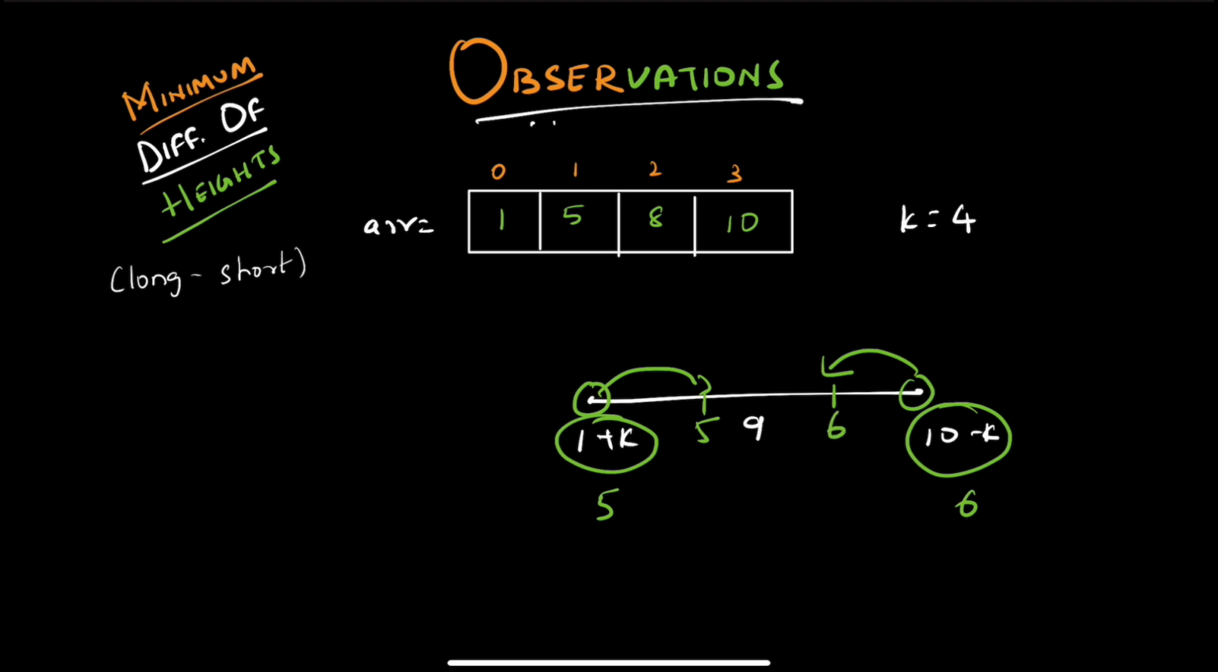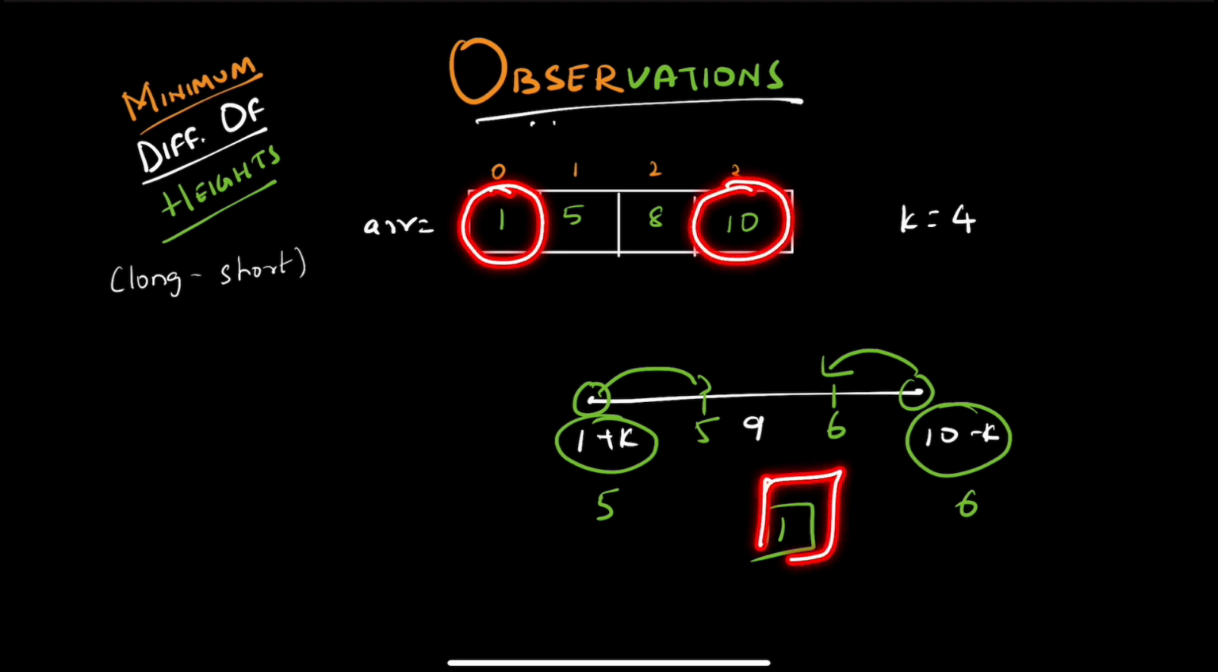Now what will be the minimum difference? It is 6 minus 5, which becomes 1. So this way we can minimize our difference, right? Now, can we simply increment the first position by k and decrement the last position by k and find the minimum difference like this?